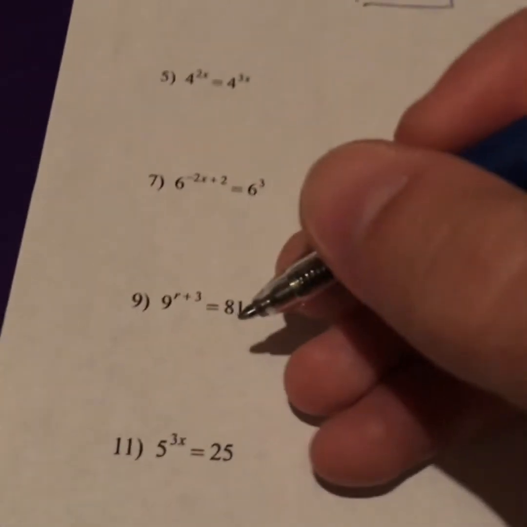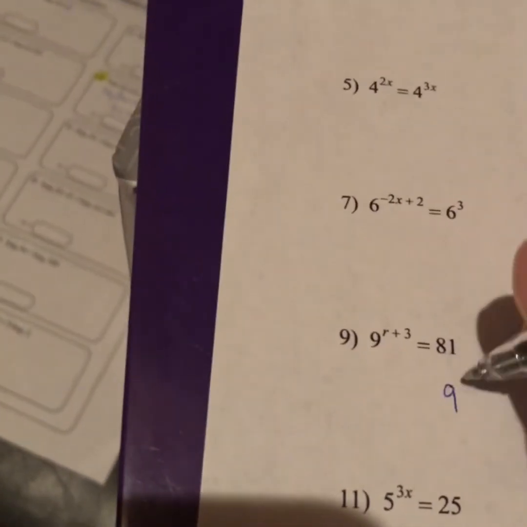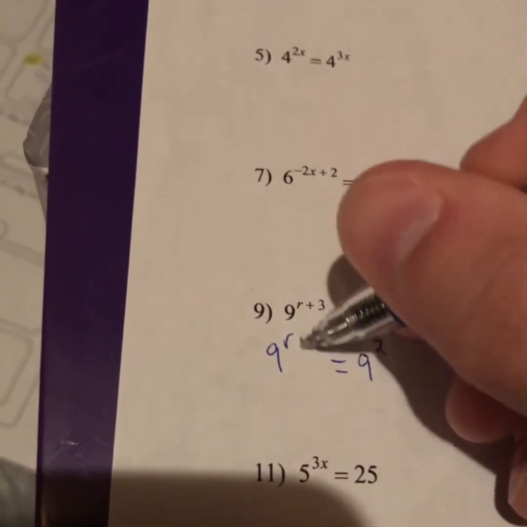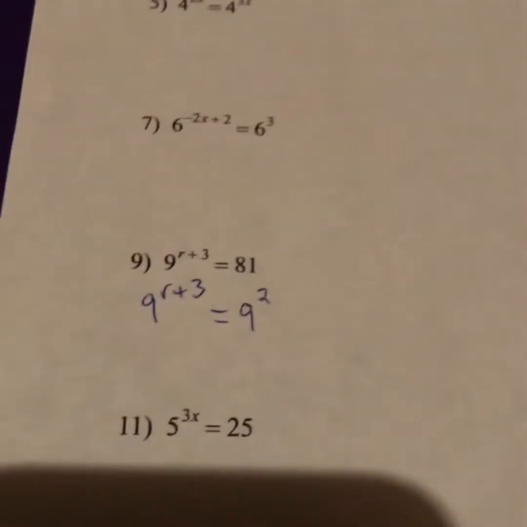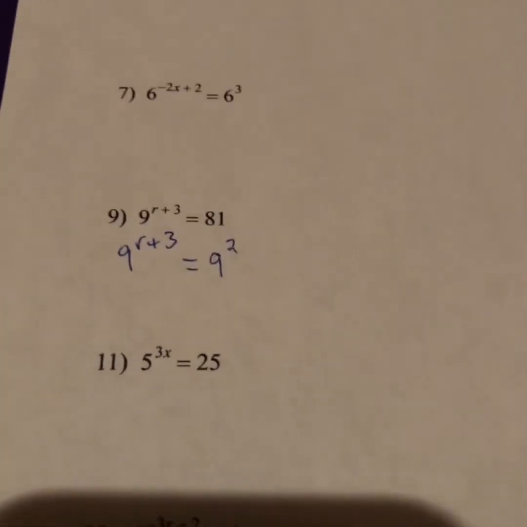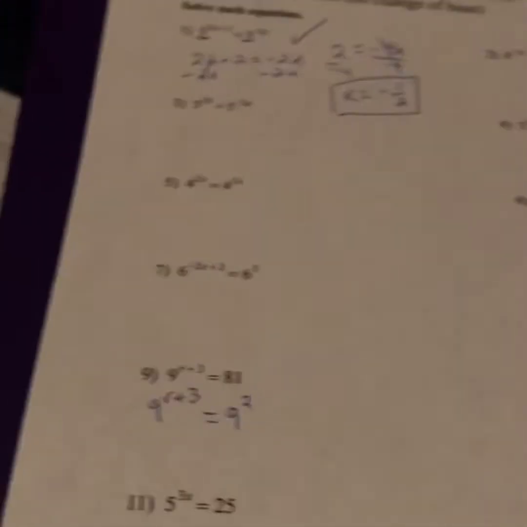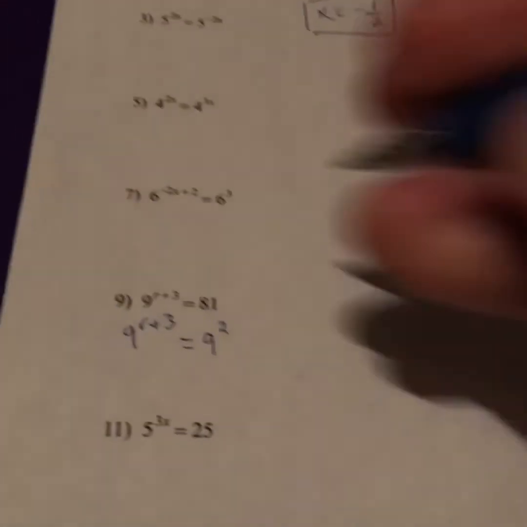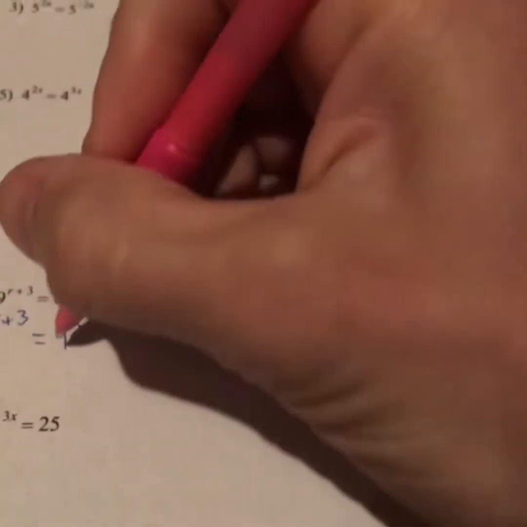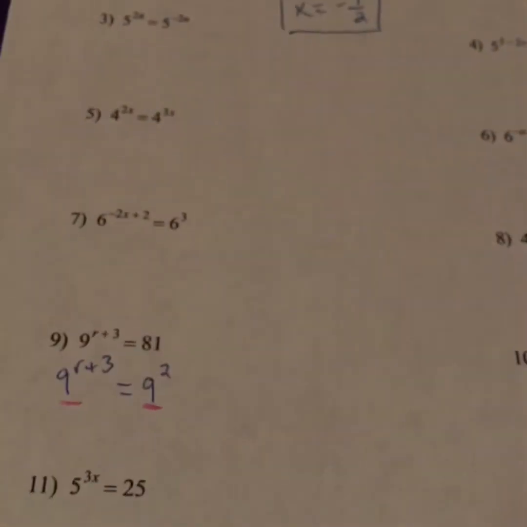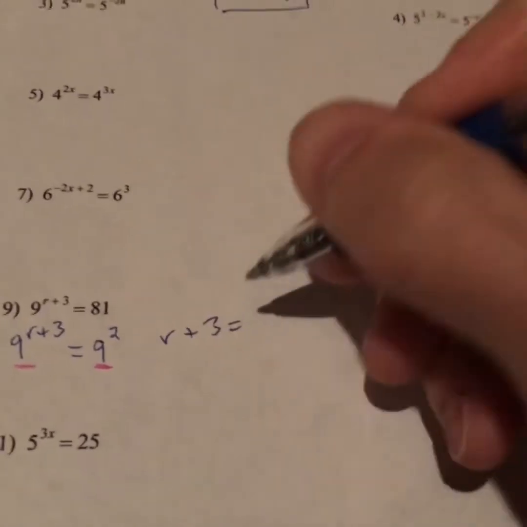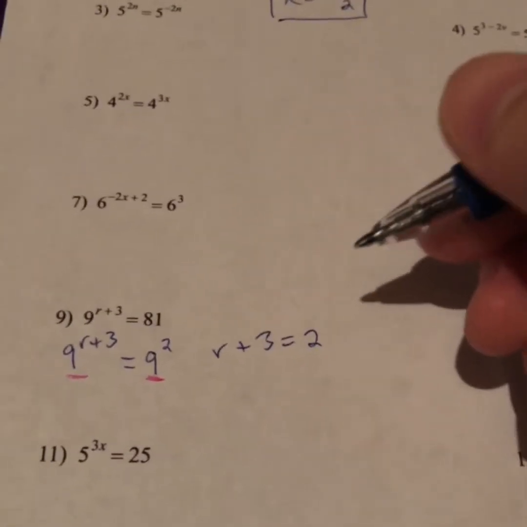So if we can change this to 9 squared, that way we have 9 to the r plus 3 equals 9 squared. We didn't change anything there. We just rewrote 81 as 9 squared. Now it looks like the first 8. So we can just set the exponents equal since we have the base the same. Now it's really just turned into r plus 3 equals 2.